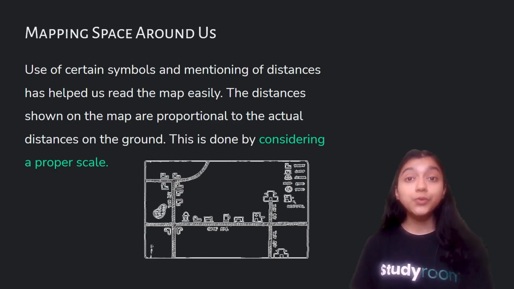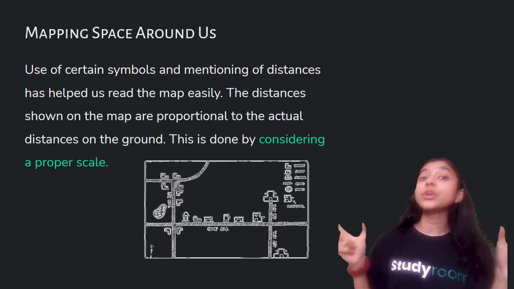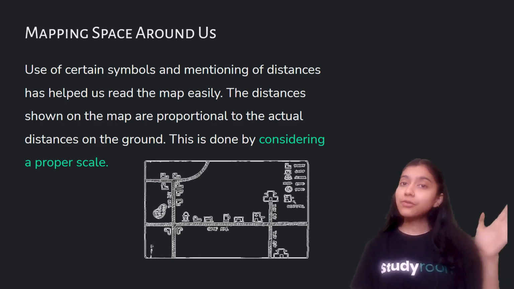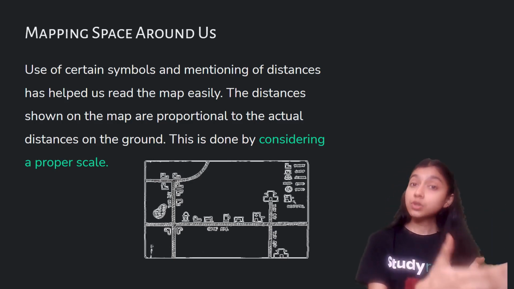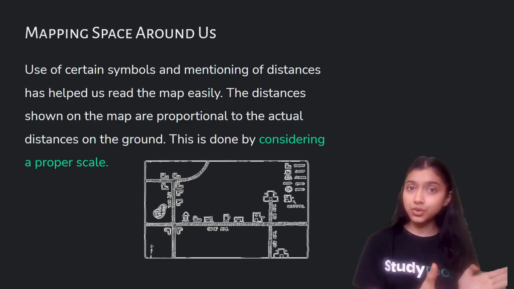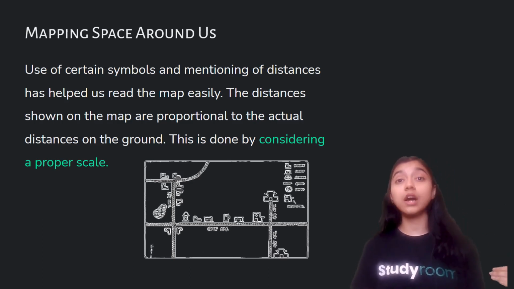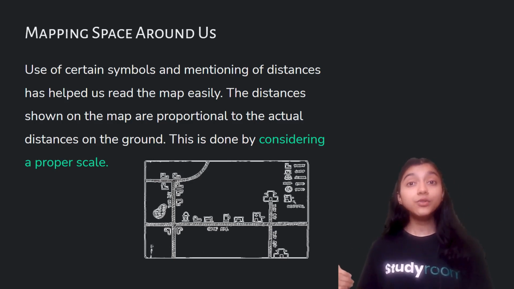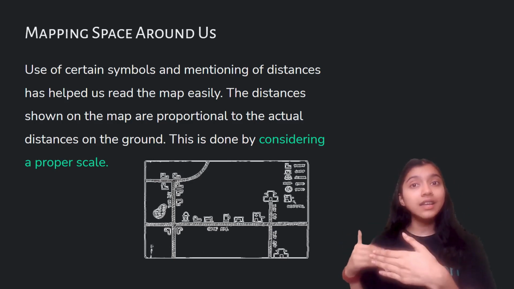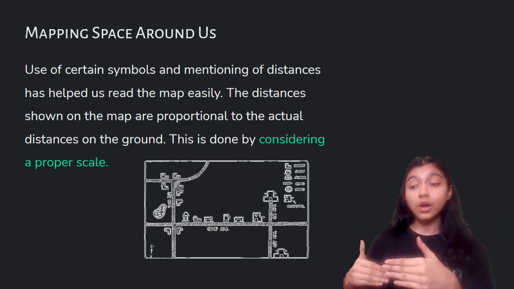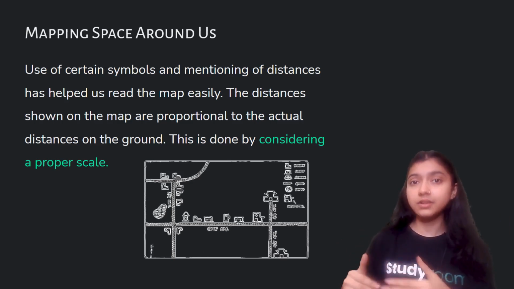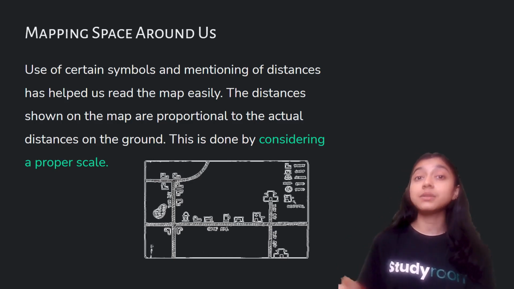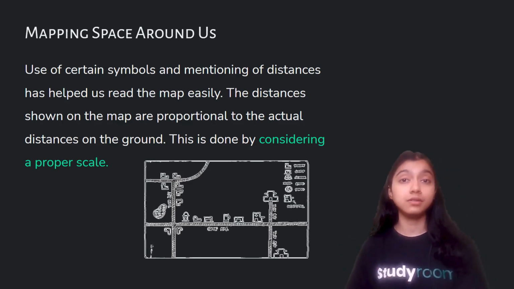And also, we have to mention the distance between the two objects on the map. For example, in real life, we have a hut and we have a tree. So, there is some distance between the hut and the tree. Now, if we are representing the hut with a rectangle and a tree with a circle, then we have to mention the distance between the rectangle and circle on the map. So, let's say I'm writing 2 centimeters is the distance between the rectangle and the circle on the map. So this makes reading the map much easier.